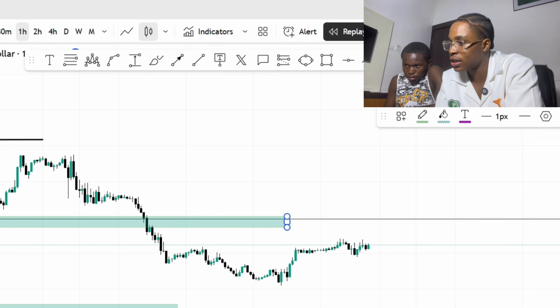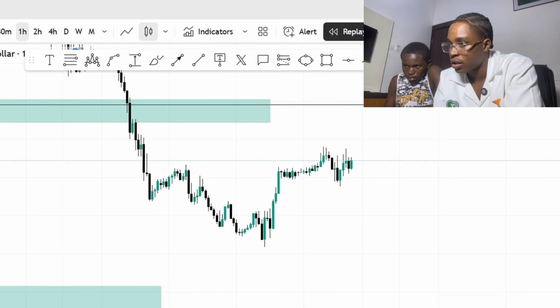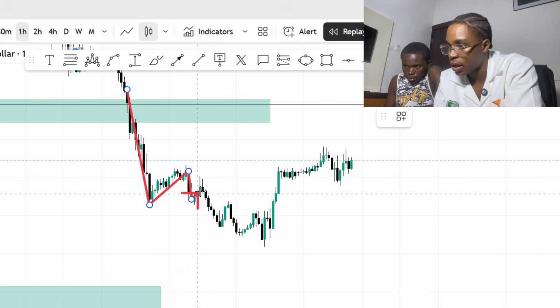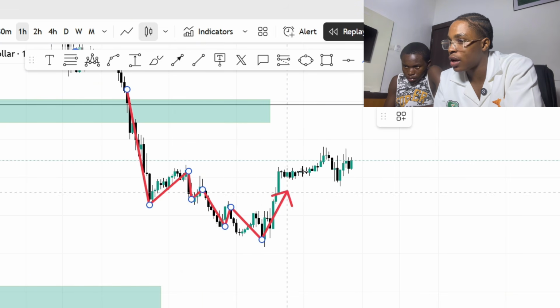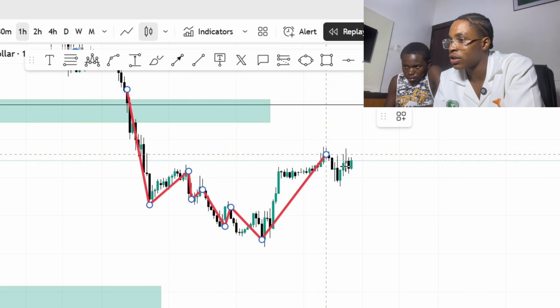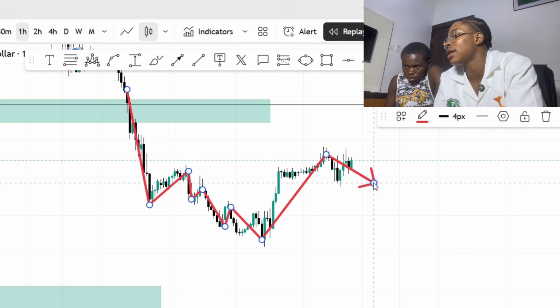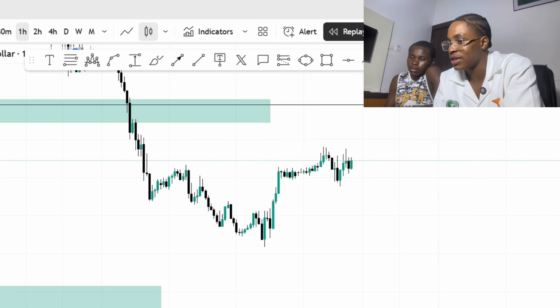So now if you see clearly, we have breaking structure. We are creating, this was a lower low, this was a lower high, lower low, lower high, lower low, lower high, lower low, and then now we finally broke structure, right? So I'm just going to wait for a retest and then enter. Okay, that's if we see the retest or an engulfing candlestick.